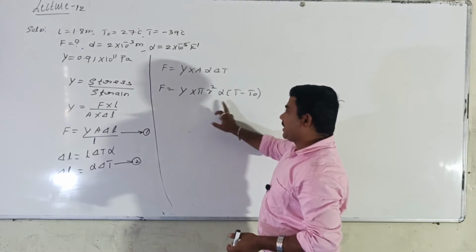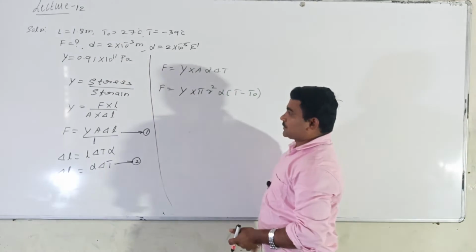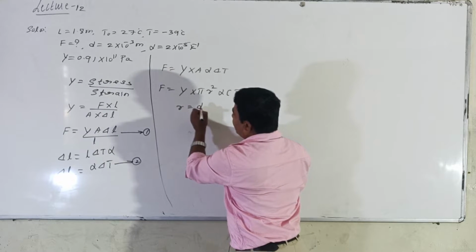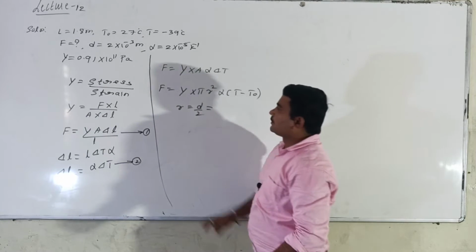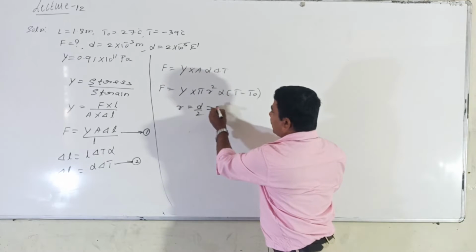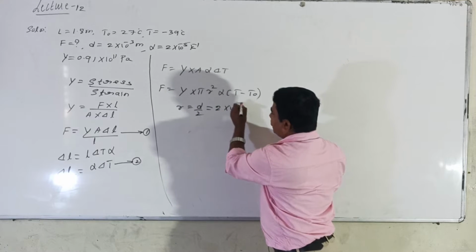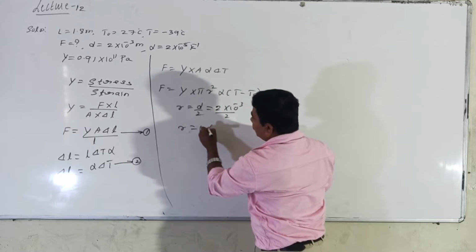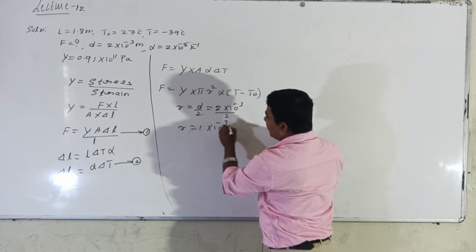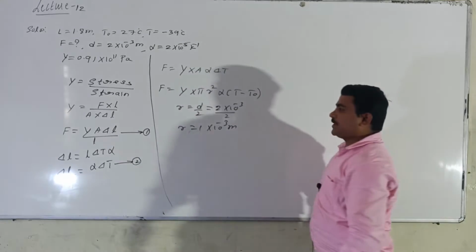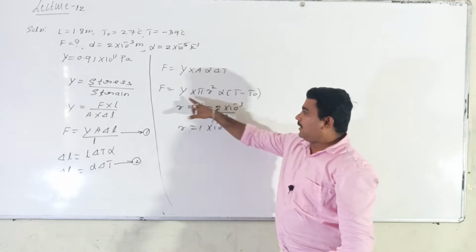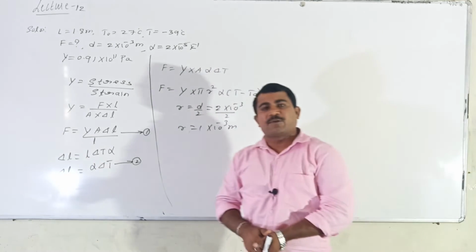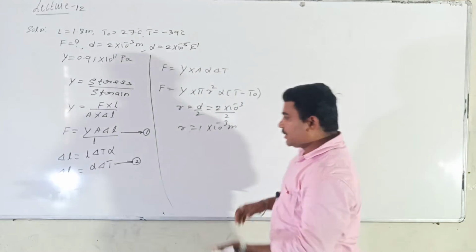You know all the values. Here the diameter is given, but radius is equal to diameter by 2. The diameter is 2 mm, so 2 divided by 2, r is equal to 1 millimeter, that is 10 raised to minus 3 meter. The r value, Y value, alpha value, and T minus T naught are all given, so you can calculate the thermal force developed in the rod.